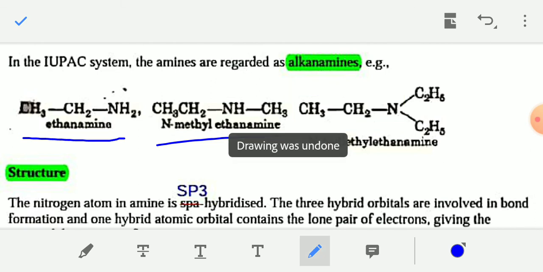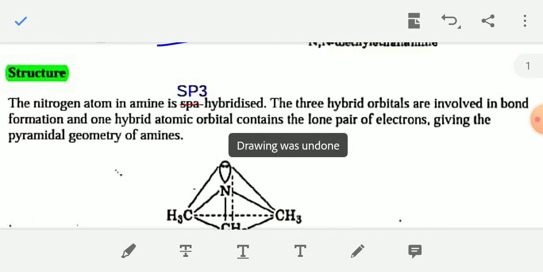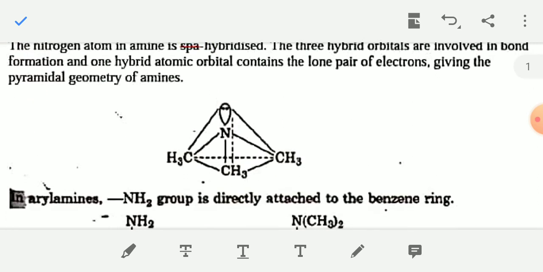Now, structure of amine. In amine, the nitrogen atom is sp3 hybridized. So the shape of any amine is pyramidal. That is the pyramidal geometry of amines, and it looks like this.